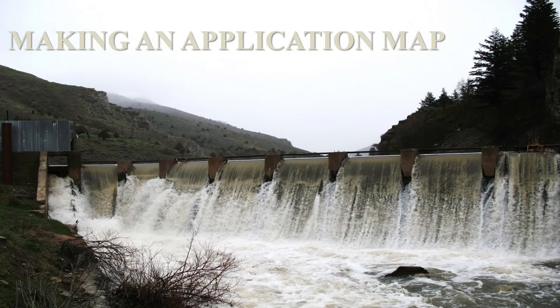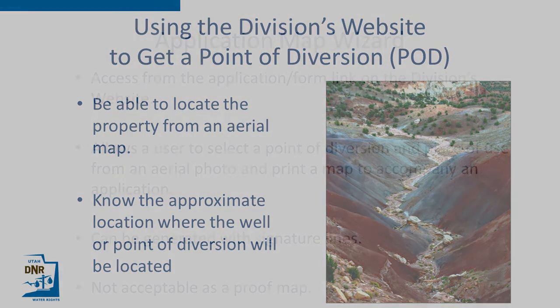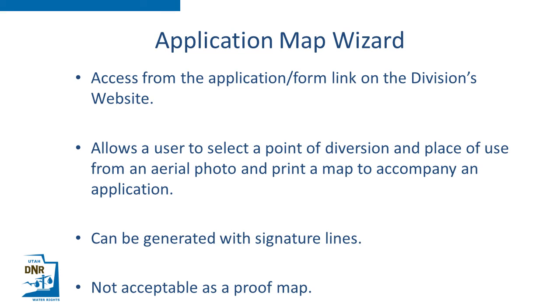Now let's move on to making an application map. We have an application map wizard that is very handy, and it is available on our website under the Applications Forms link from our main home page. It is under the Miscellaneous Applications heading.